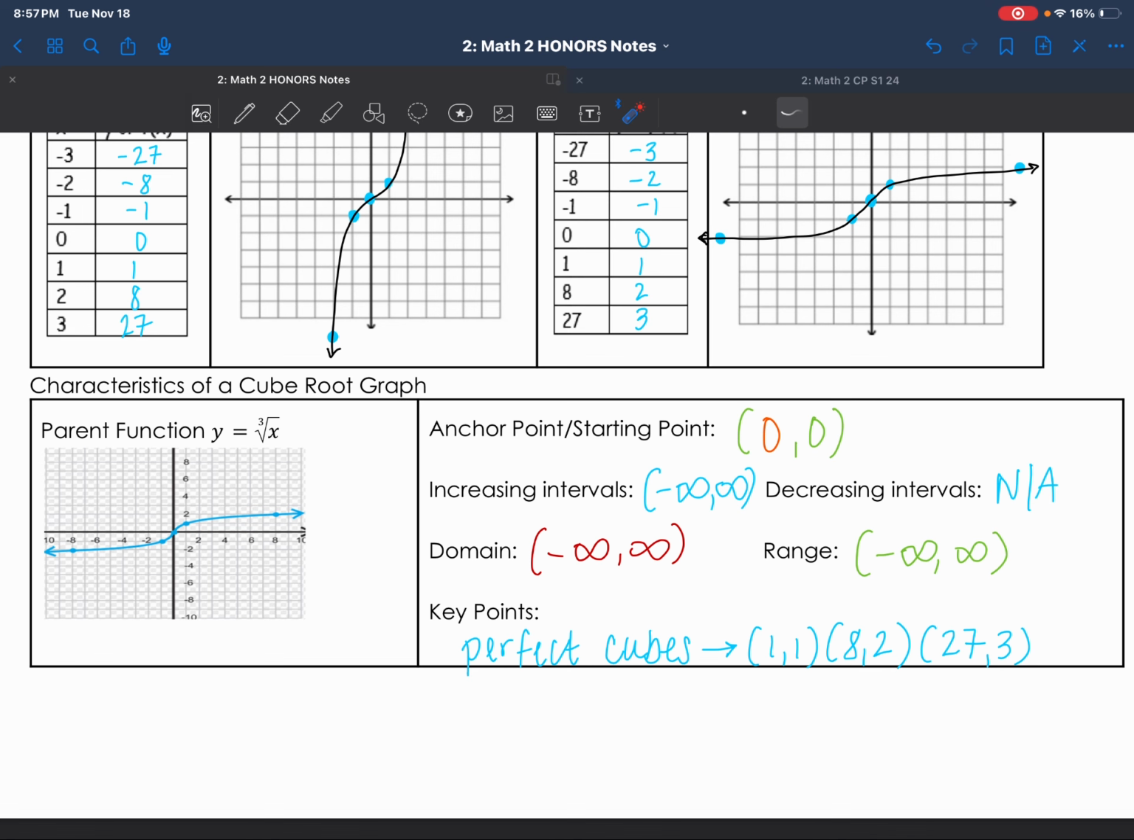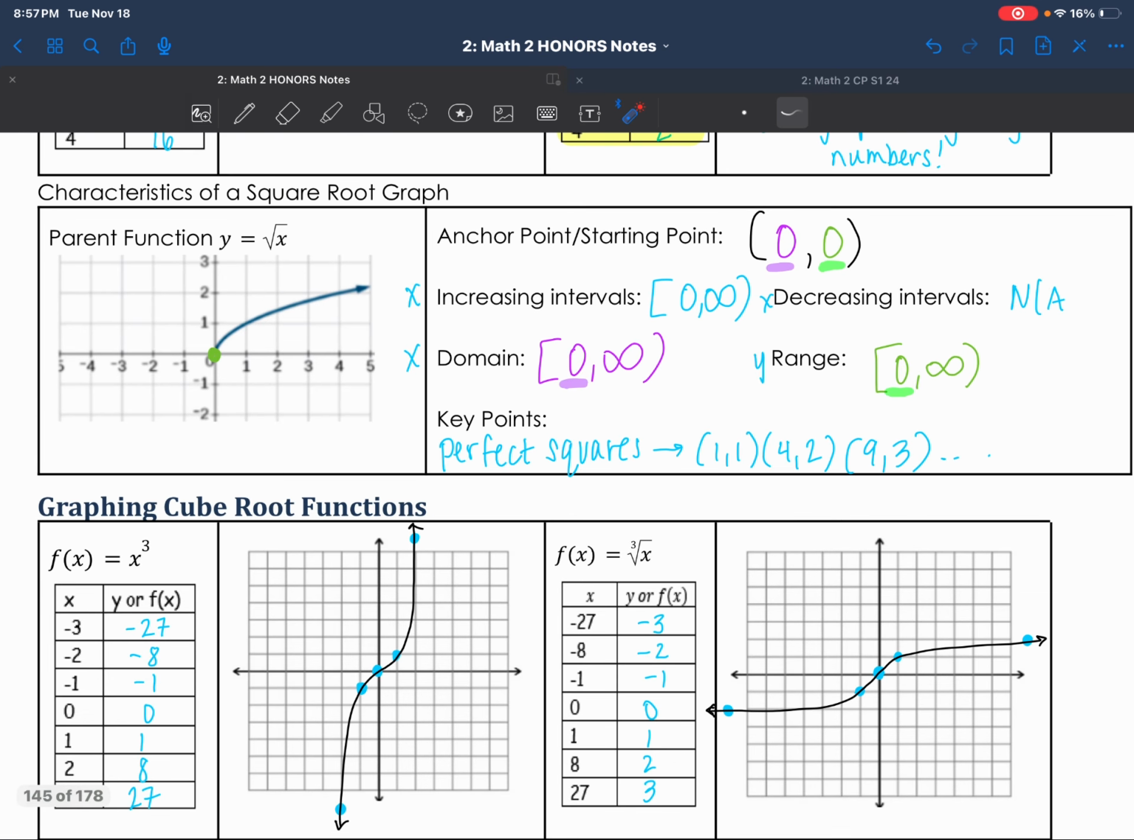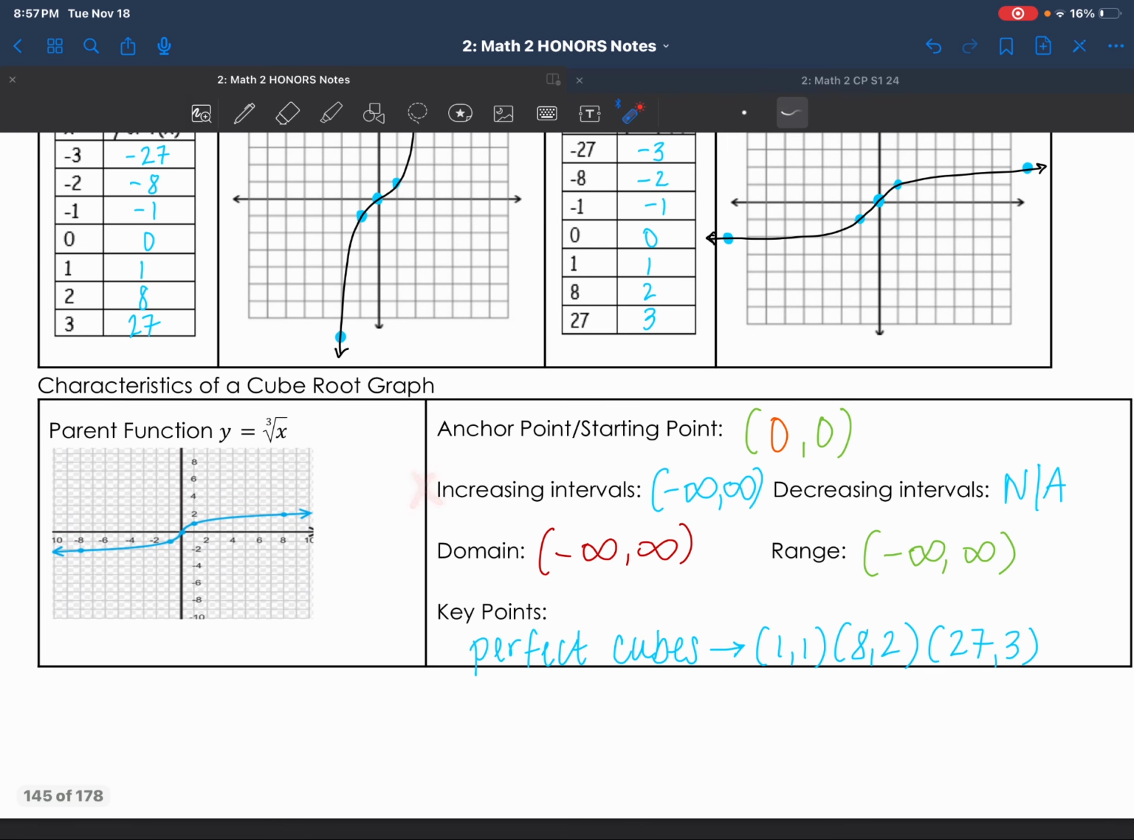Now here it does go both directions, so again we're going to go through and look kind of like what we did up here. So basically everything has to do with your x except for your range. So we've got x, x, x, and then y for your range. So let's look at our increasing intervals. Well, it's increasing this direction and this direction, so we did negative infinity to positive infinity. Now for the decreasing intervals, we don't really have a decreasing part because it's still going up in both directions there.